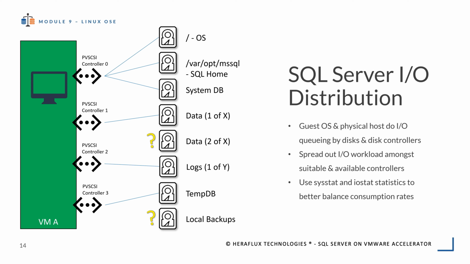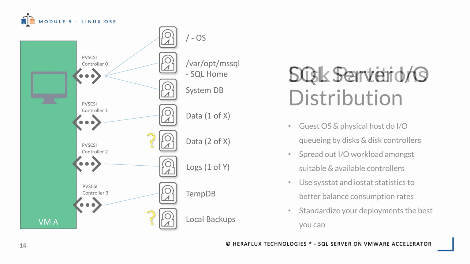Whereas on Windows, we can use perfmon to help us understand our resource consumption rates, on Linux we can use the commands sysstat and iostat to help us understand our resource consumption patterns to help us better balance our objects. As with before, standardize your deployments to make sure you know exactly where things are, and document any deviation.